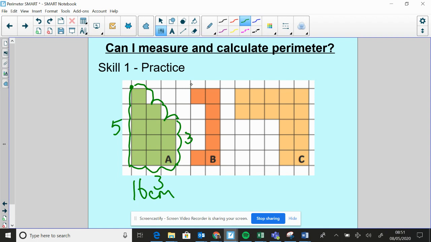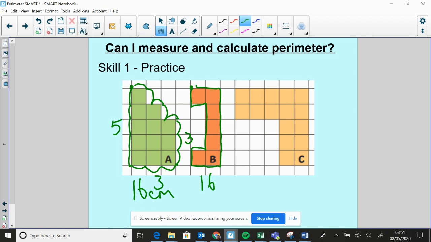Yeah, so again, choose any corner you want. I put a dot there because sometimes if it's a long shape, you do forget where you started. So put a little dot. 1, 2, 3, 4, 5, 6, 7, 8, 9, 10, 11, 12, 13, 14, 16 for that one.